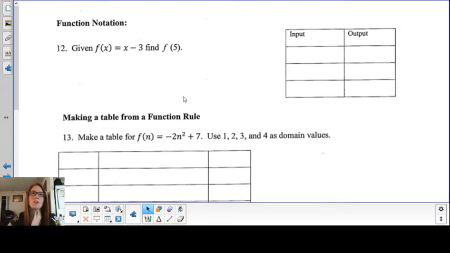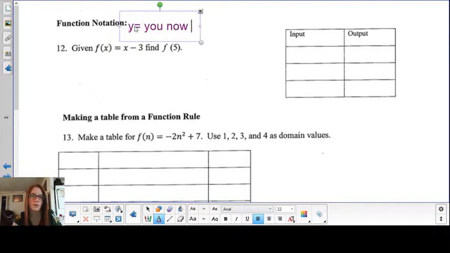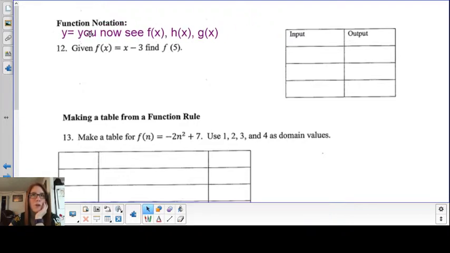Okay, so function notation. Function notation is just changing a way we look at things. So instead of a function being y equals, you now see f of x, or some variable. Sometimes you see h of x, or g of x. What that's saying is that instead of just calling it a basic y, we're saying it's a function. So functions will be in this notation.